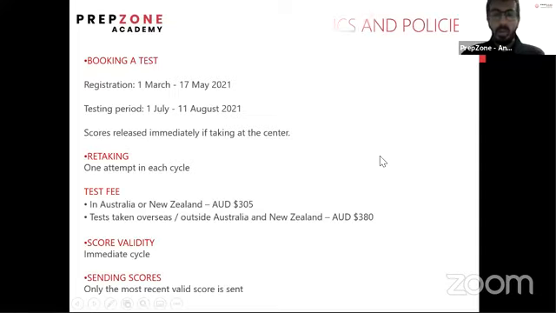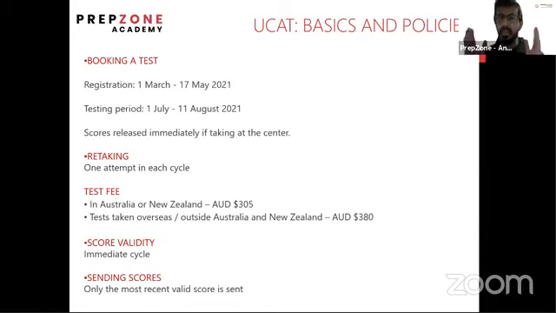Moving on to what it is, when does it happen, and what are the policies. So UCAT happens every year in a certain time frame. The registration generally starts in March. So the test registration for this year is March 1st to 17th May. Testing period is between July till August 11th.